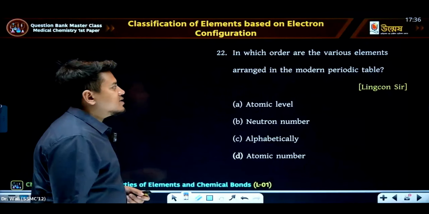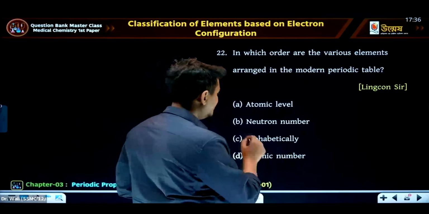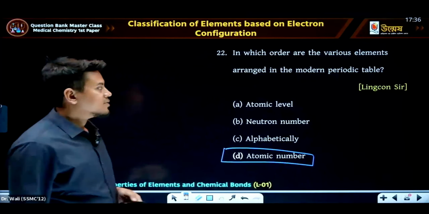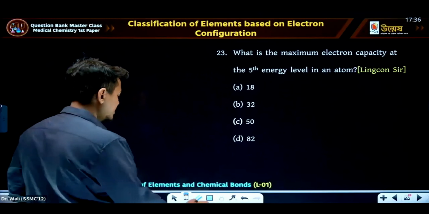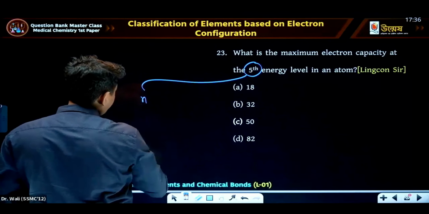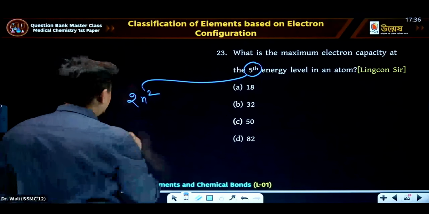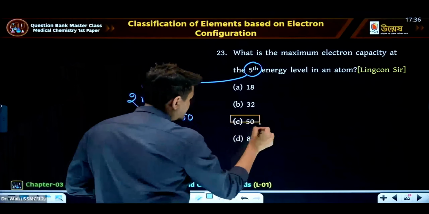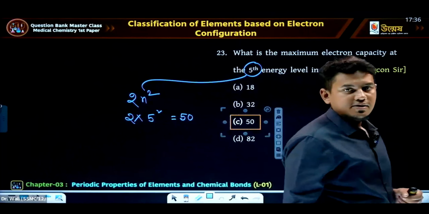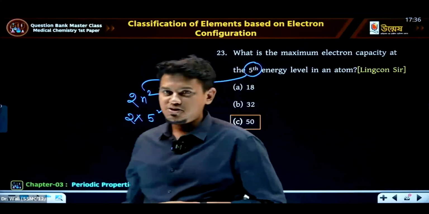In which order are the various elements arranged in the modern periodic table? Alphabetically, no. Atomic mass, no. The answer will be atomic number. What is the maximum electron capacity at the 5th energy level? We know that the highest electron capacity of an energy level will be 2n square. So for this question, it will be 2 into 5 square, which will be 50. Though it can possess 50 electrons, in reality, it does not contain 50 electrons. Highest it contains 32 electrons.